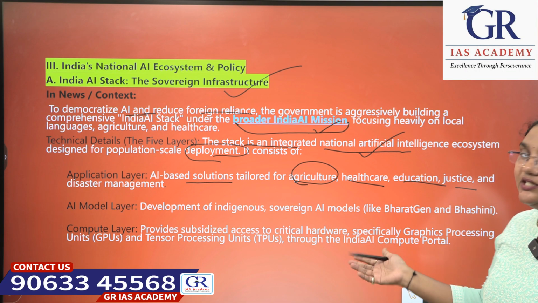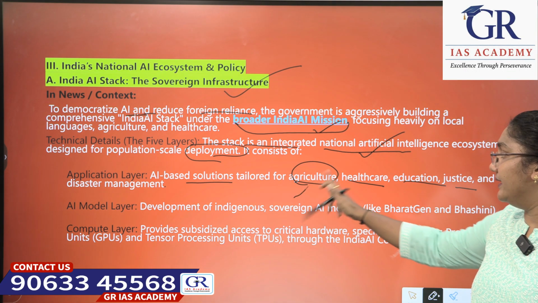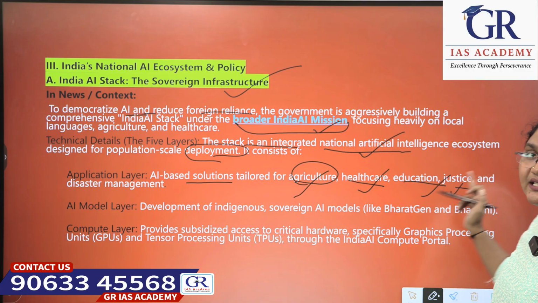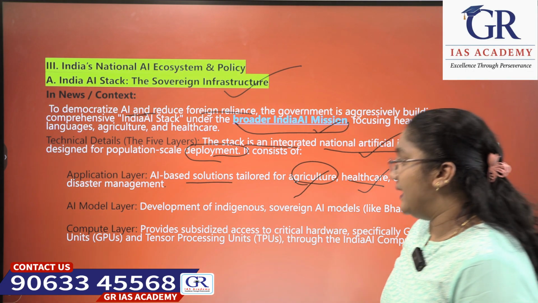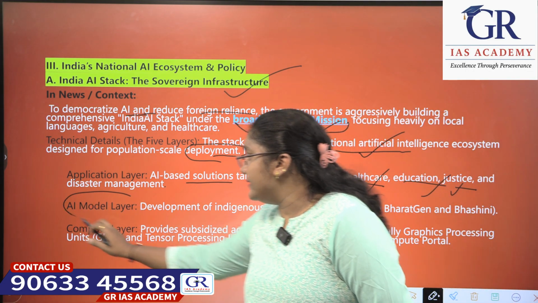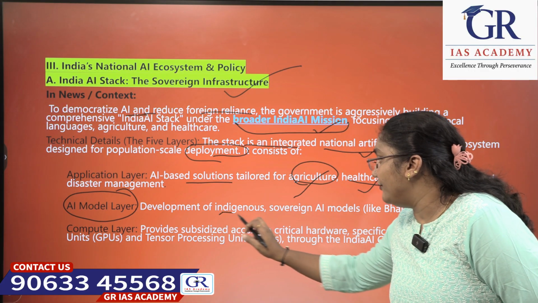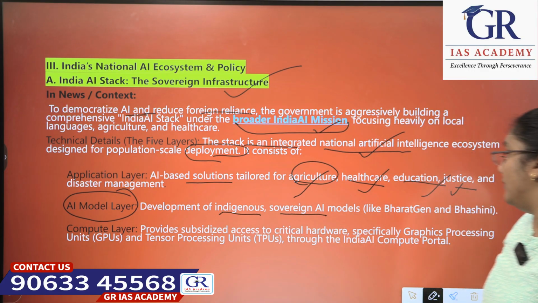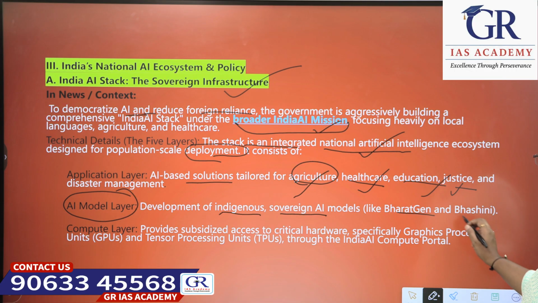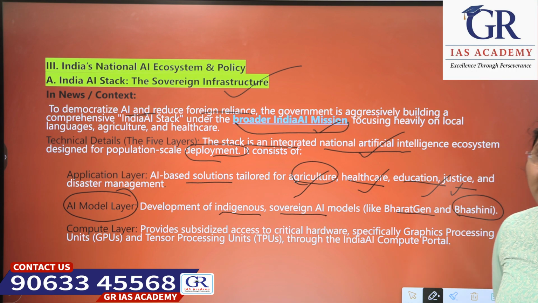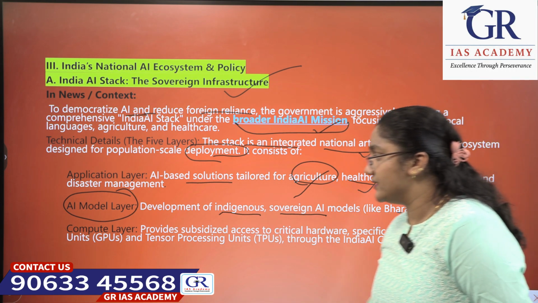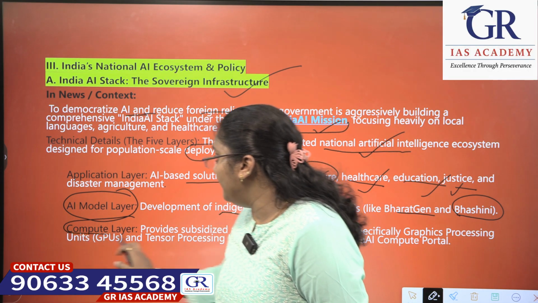These AI based solutions are tailored specifically for agriculture, healthcare, education, justice and disaster management. The next layer is the AI model layer. What is this layer up to? Development of indigenous sovereign AI models like Bharat Gen and Bhashini.